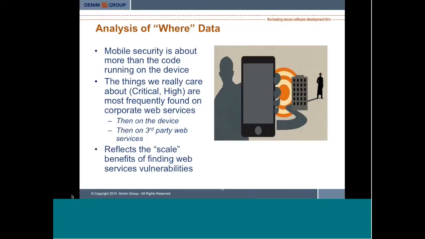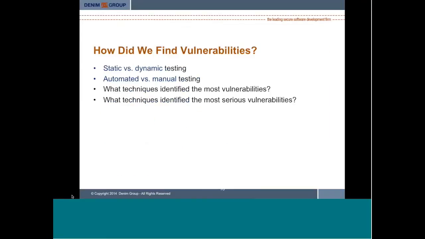So now let's look at how we found vulnerabilities. And again, we used a number of different testing techniques. We used both static analysis, code and binary review, and dynamic testing, looking at a running system, how it behaves to different stimuli. And we also looked at the difference between what we found with automated versus manual testing.